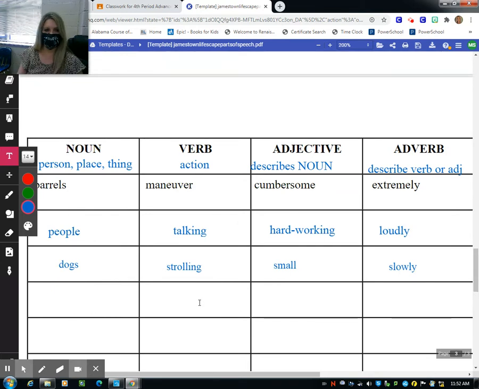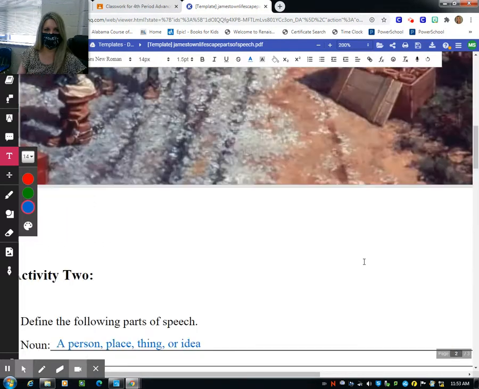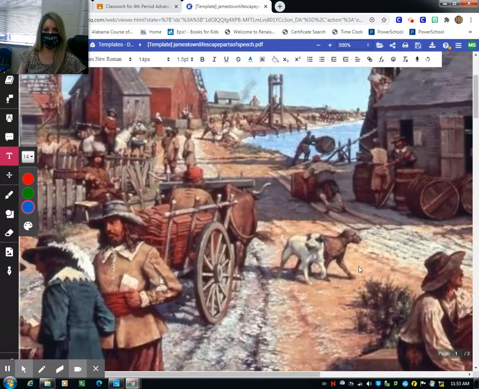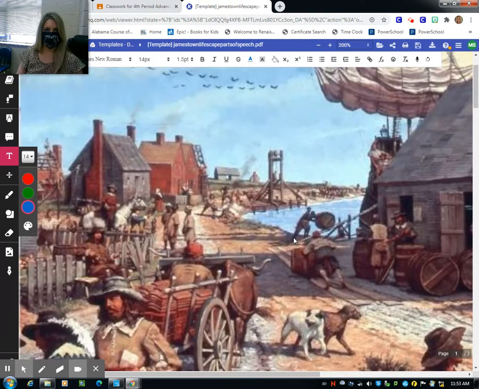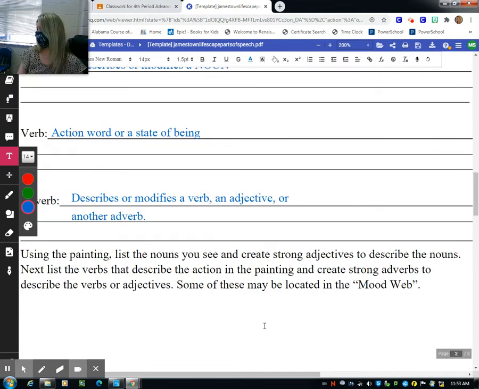So remember, noun, then your verb, then your adjective has to describe your noun, and adverb. You just look at your picture to try to find some more. It doesn't have to be a living thing, like the barrels weren't. You can also use the same noun after a few. I don't mind if you use the same noun, just so you have a different verb. You know what I'm saying?